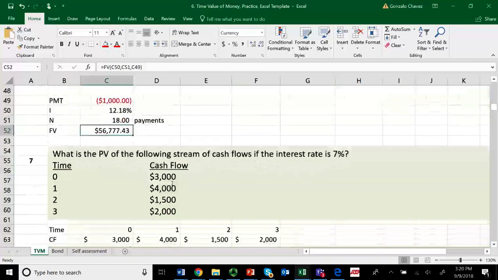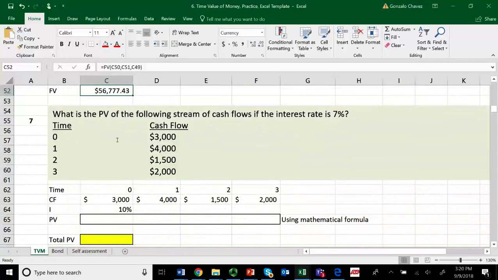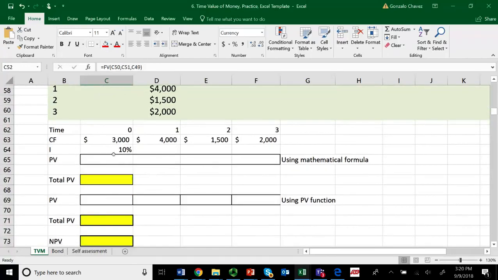Okay, let's go to number 7. Now, number 7 is a very different approach because now you have a series of cash flows. You see these cash flows right here that you expect to receive or have already received. And the question is, what is the value today of these cash flows? There are different ways you can do this, but what I'm going to argue is that we're going to use the NPV formula because it's the easiest and most direct way of finding these cash flows.